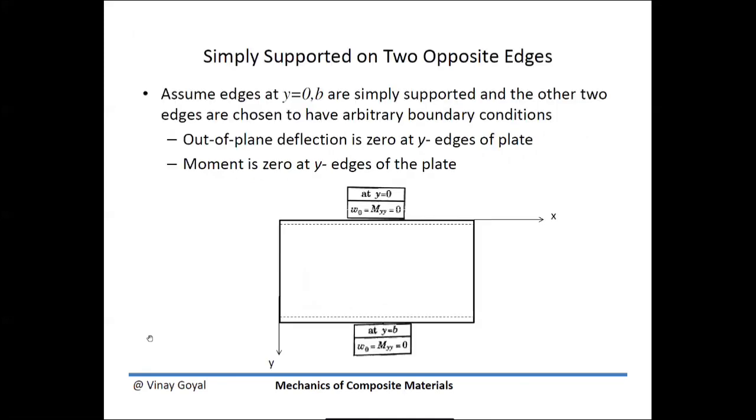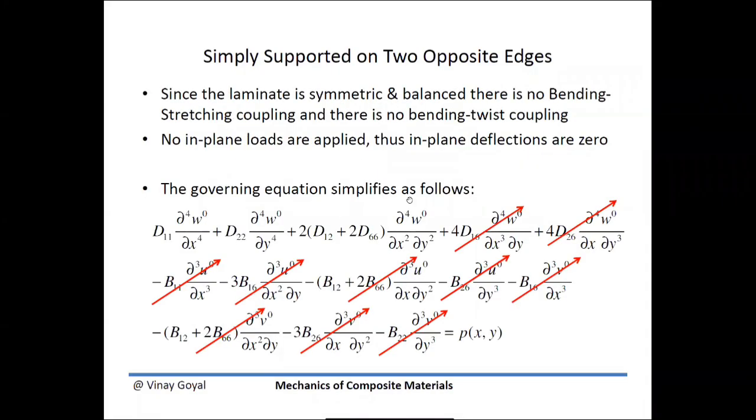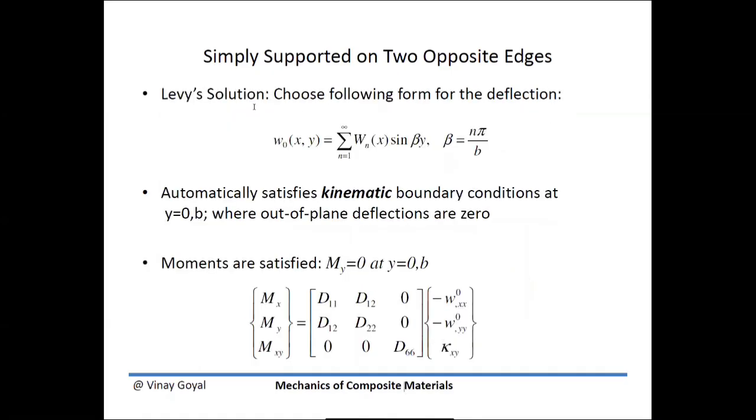Here's an example of that. People have solved this type of problem in the past. You assume that these two edges are the ones simply supported. These two are free. That makes the solution a little bit more complex, but it can be done. And so let's examine this particular problem, which becomes a little more complex. So again, the same type of situation, symmetric balance, and so all these terms go to 0, so we're not considering those. But in this case, we're going to use something called a Libby solution, and he chose the following form for this deflection.